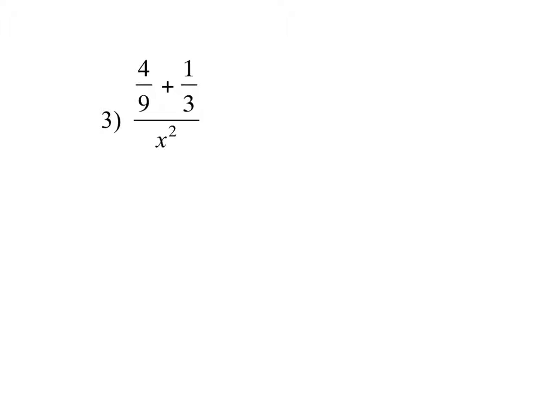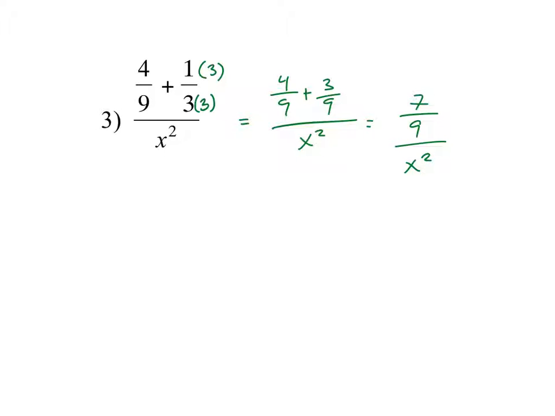Now, on this one, first of all, I'm going to start by simplifying on top before I multiply. So I'm simplifying on top. As you see, my common denominator here is 9, so I'm going to multiply this fraction times 3. So this is the same as 4 ninths plus 3 ninths divided by x squared. So 7 ninths divided by x squared, right? So remember that down here we have a 1, so 7 times 1 is 7, 9 times x squared is 9x squared, where x cannot equal 0.